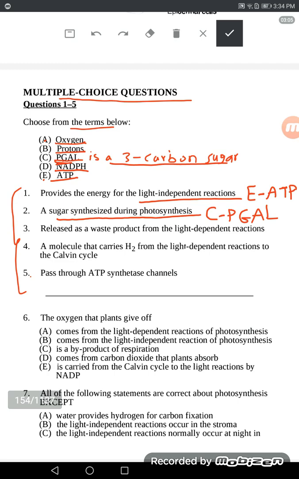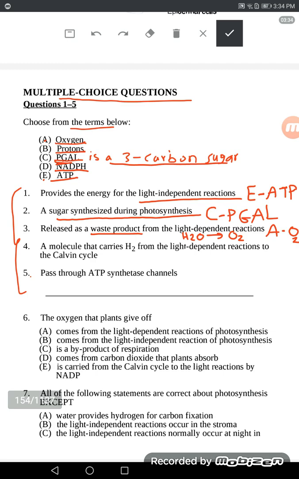Let us move to the third question. Released as a waste product from the light dependent reaction. In the previous video I showed you, during light dependent reaction, H2O becomes oxygen. So oxygen will be released as a waste product. So the answer for question 3 is A, or we can say oxygen.